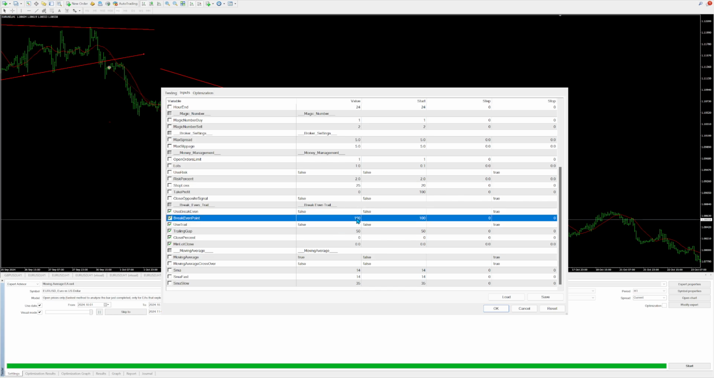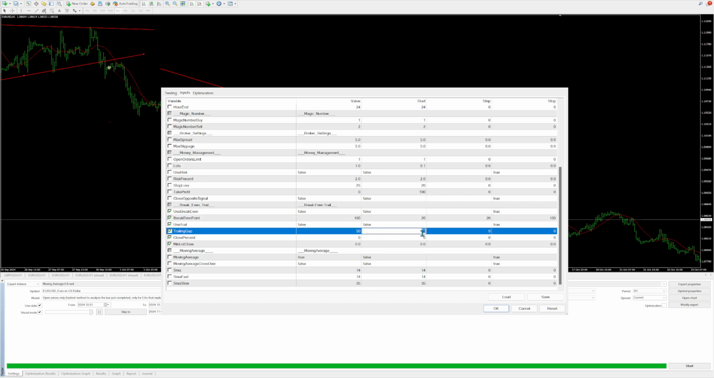And then on the point, we're going to start at 20 pips. We're going to go in 20 pip increments and stop at 100. So the EA will test every combination starting at 20, increasing in steps of 20 and stopping at 100. So that would be 20, 40, 60, 80, 100. Same for the trailing gap, 20 to 100. So it will test from 20 in steps of 20 to 100: 20, 40, 60, 80, 100.